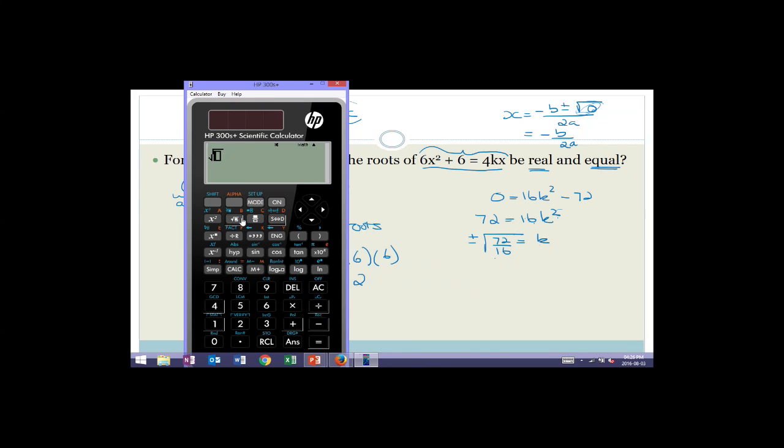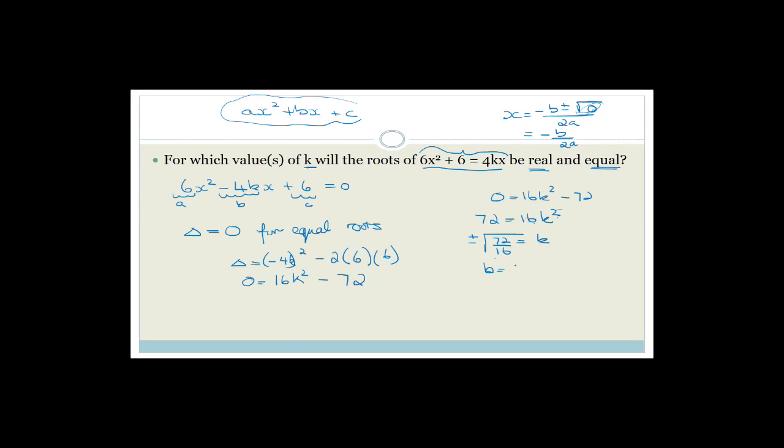So we're going to go square root of 72 over 16 equals, and that's 2.12. So k is going to equal 2.12, or k must equal minus 2.12. There you go. So those are the values of k for which this will have real and equal roots. Okay, get it? Right, let's try another example.